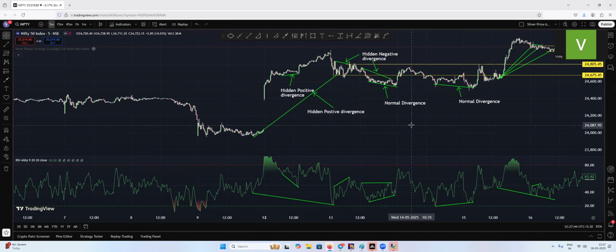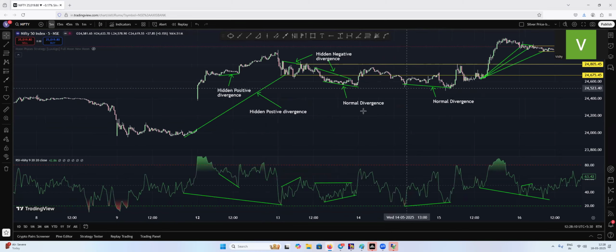While I'm going through the analysis, I will explain what the divergences are, the different types of divergences we will see in RSI. Let's take simple normal divergences, because normal divergences are very easy to identify. Okay, so I will explain the normal divergence first. I have labeled them here, so you can go through them.